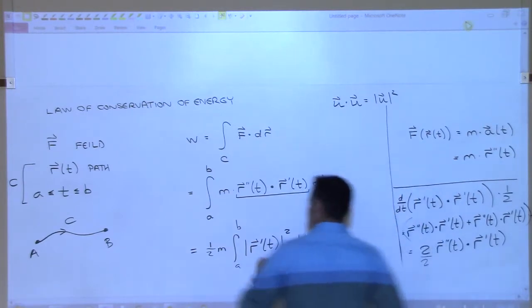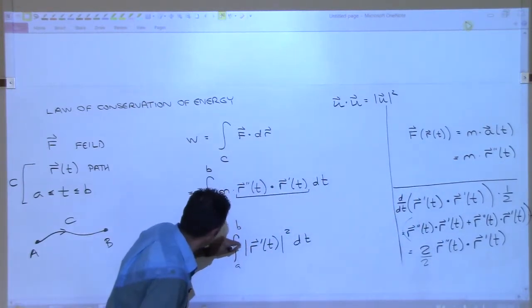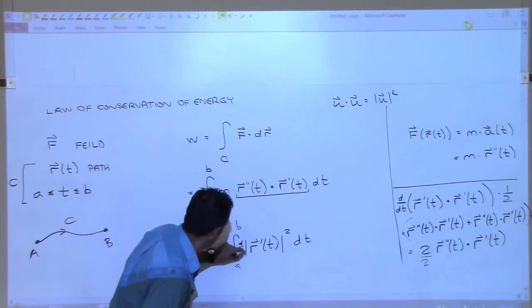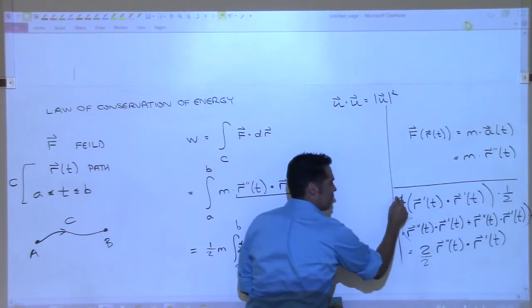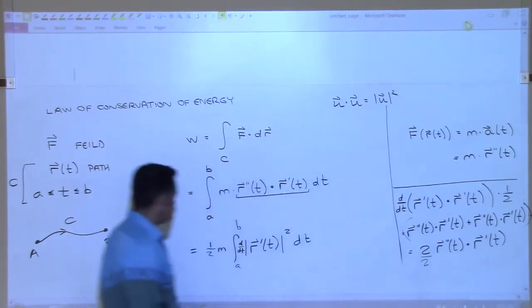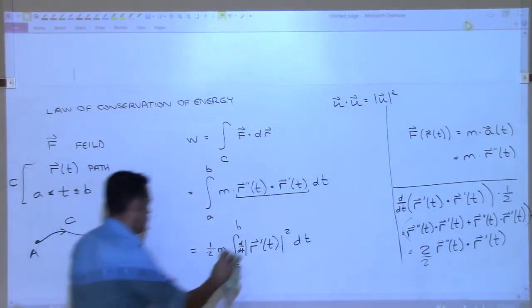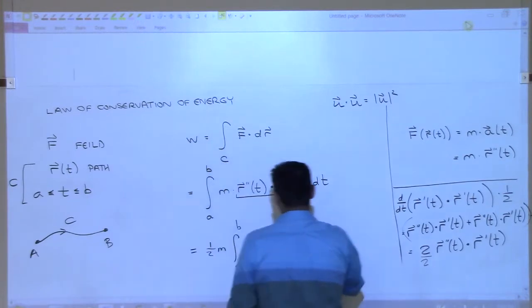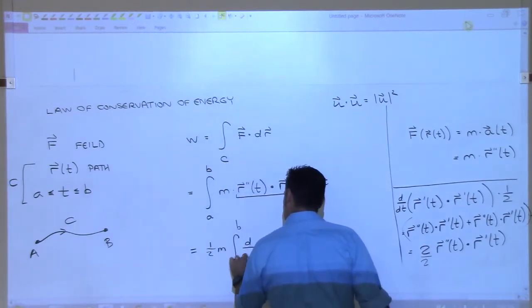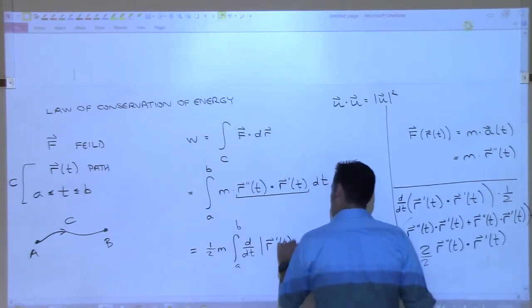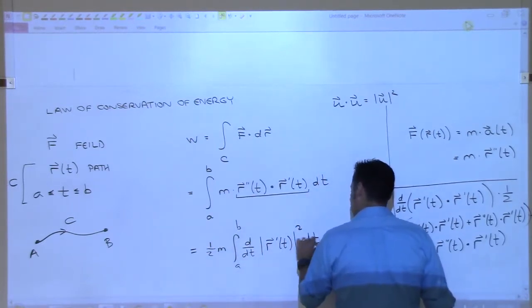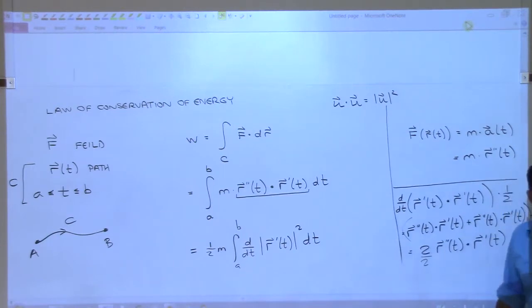Wait, I'm forgetting something. I forgot the derivative out front. Derivative with respect to t, right? This is not this. It's the derivative of this, right? Okay. Let me rewrite that. I don't like the way I squeezed that in there. So this is d/dt of the magnitude of r prime of t squared dt. And do you see what happens now?